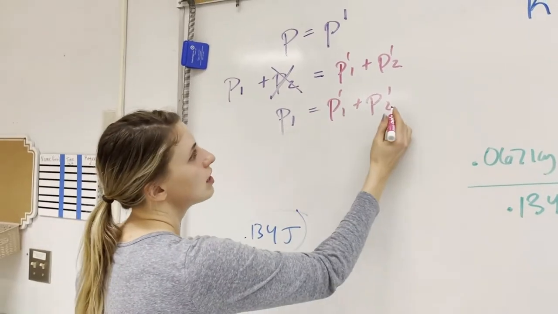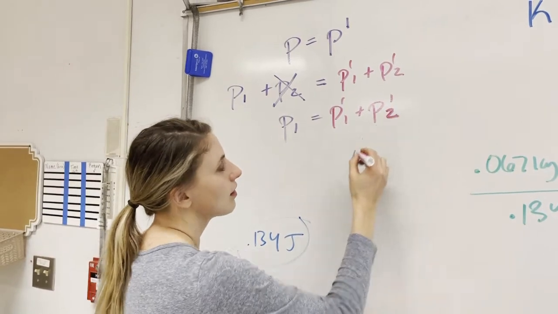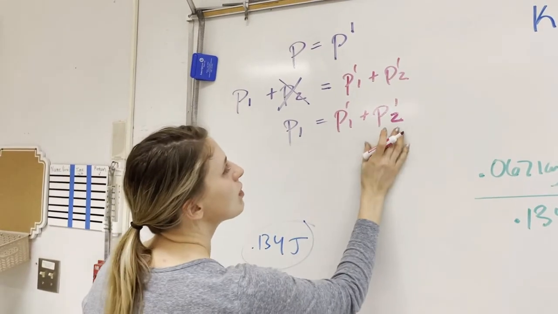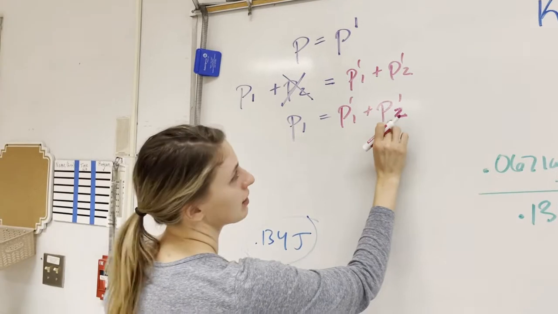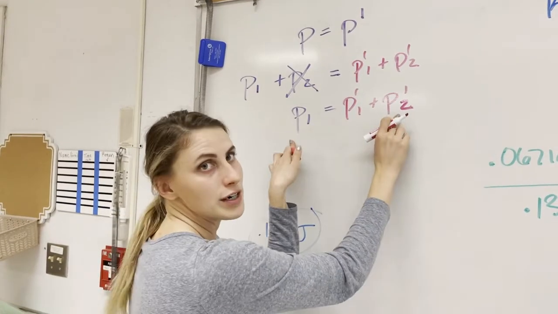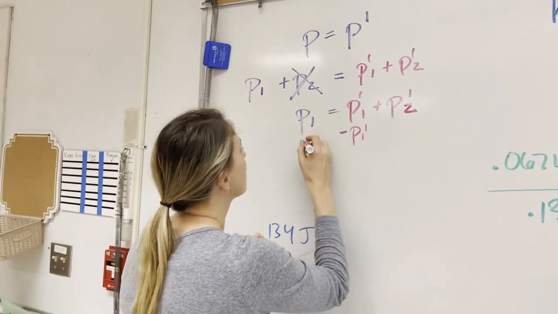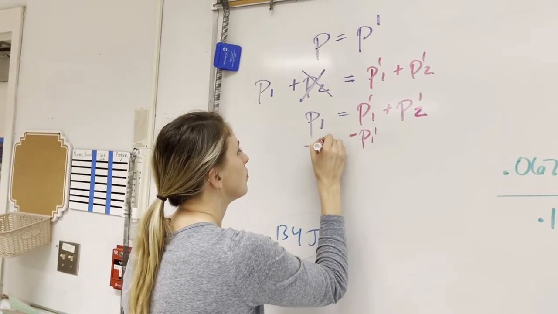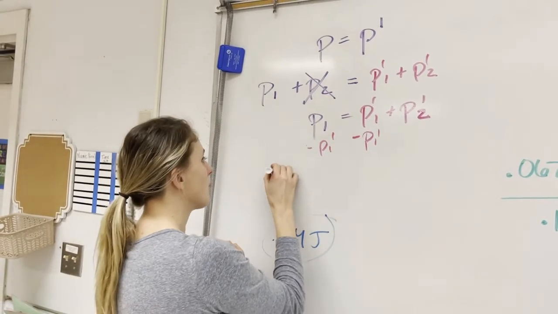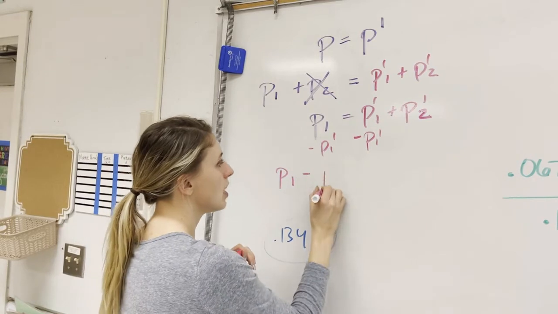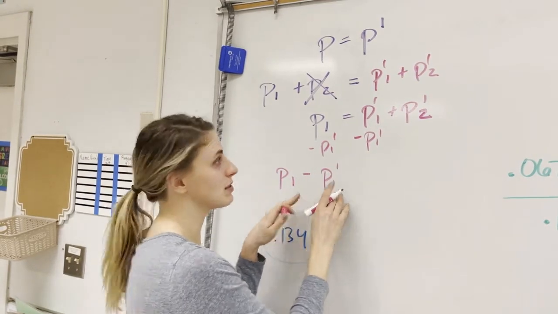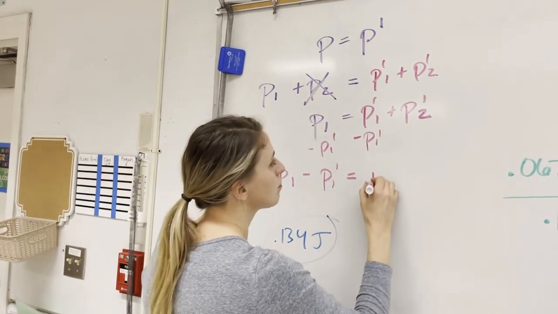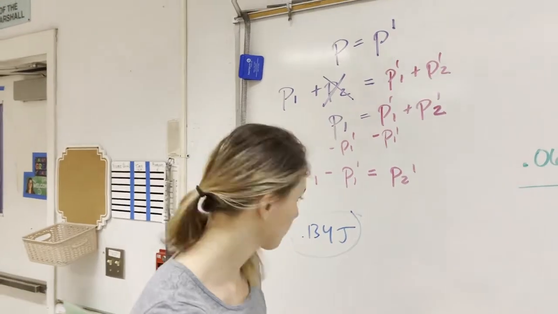You want to get to the complicated stuff as late as possible, so we want to figure out the velocity of the second ball. So let's move this over here first. Minus P1 prime, minus P1 prime. Now I've got P1 minus P1 prime, and you can see why the prime is important now, equals P2 prime.